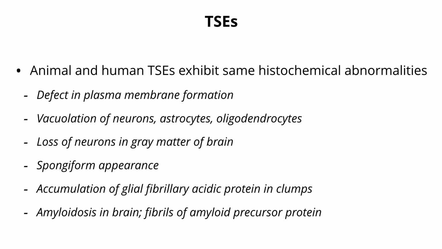Going back to TSEs, as we studied TSEs in sheep, we developed animal models, and we found that the animal and human TSEs, so we recognized TSEs at this point in people, had several shared abnormalities: defects in plasma membrane formation, vacuolization, as I showed you on that one slide, loss of neurons, the spongiform appearance, the accumulation of glial fibrillary protein in clumps, and amyloidosis, that is, fibrils of amyloid precursor protein. So in animal models of Scrapie and human TSEs, they had lots of similarities. So people were thinking that they were the same disease.